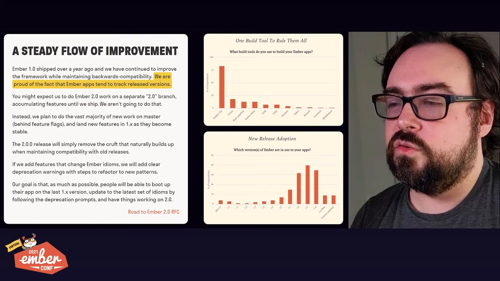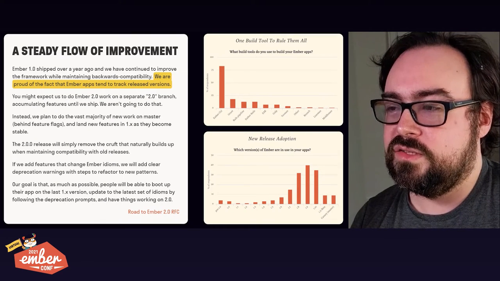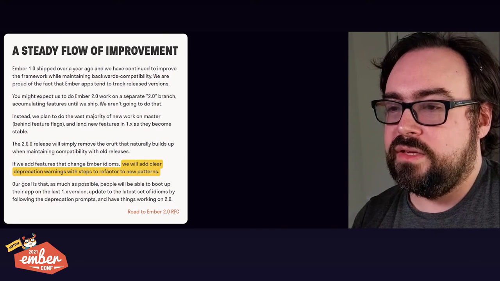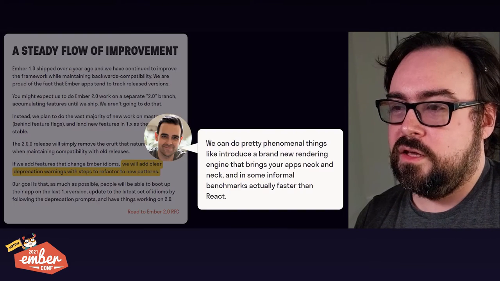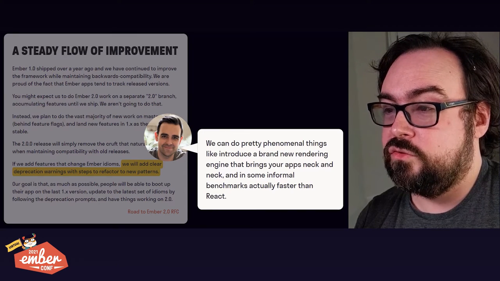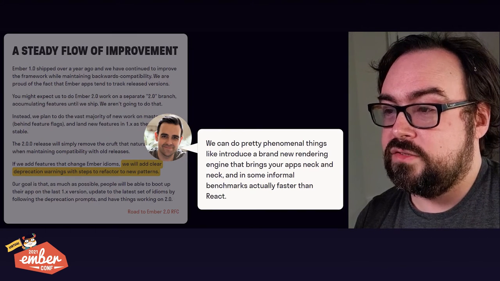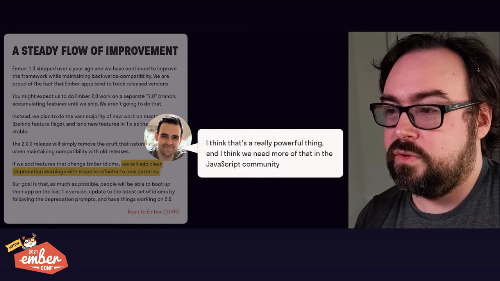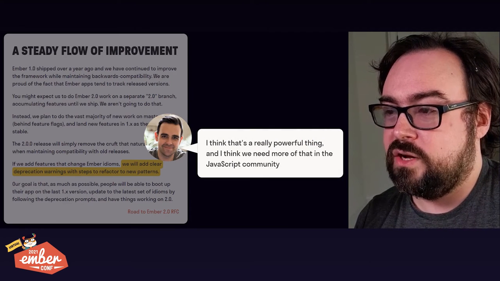When we got the results of the 2015 Ember survey, it was confidence-inspiring. The plan was definitely working. We thought we had our bases covered, so we talked about it. We can do pretty phenomenal things like introduce a brand new rendering engine that brings your apps neck and neck, and in some informal benchmarks, actually faster than React. I think that's a really powerful thing, and I think we need more of that in the JavaScript community.